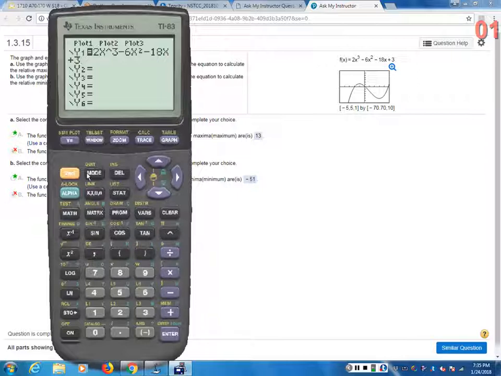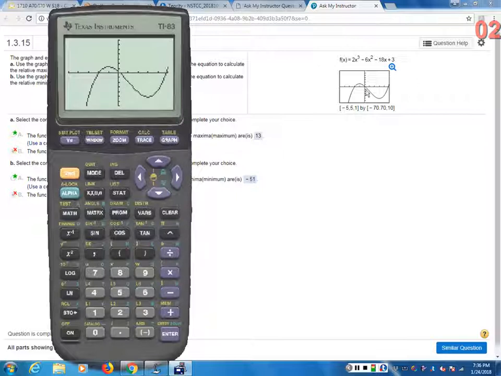Then we can go to our window. We can make our window the same as theirs. X min is -5, x max is +5, x scale is 1, y min is -70, y max is +70, and we want to go by tens. The little tick marks will be every 10. We're just doing an extra problem in his graph. We're doing a MyMathLab problem.